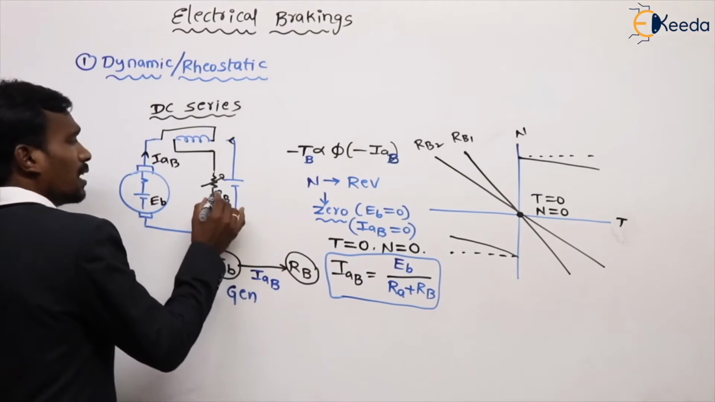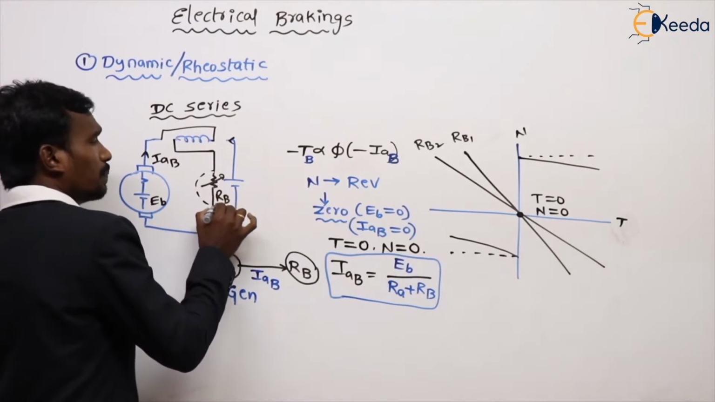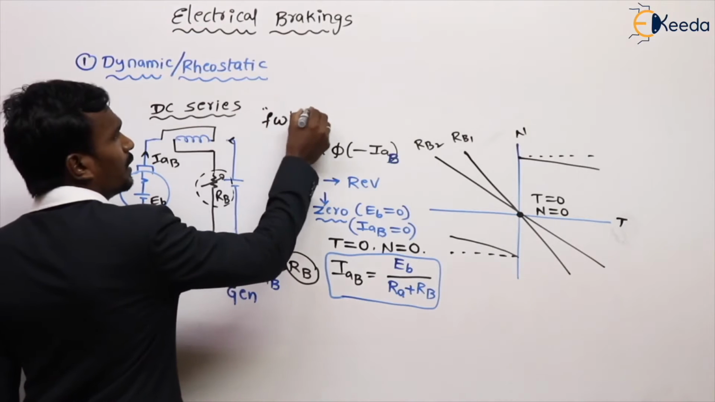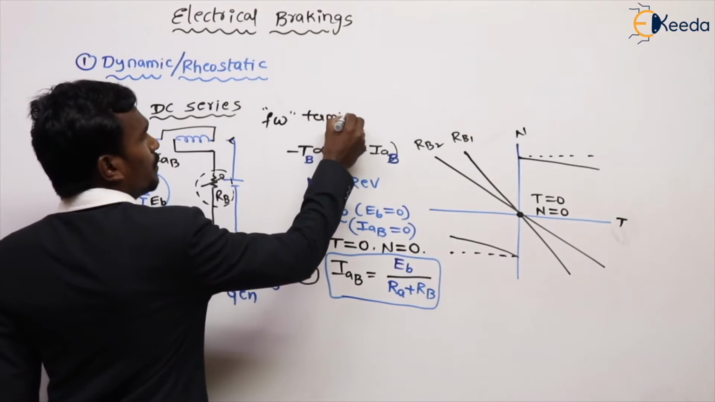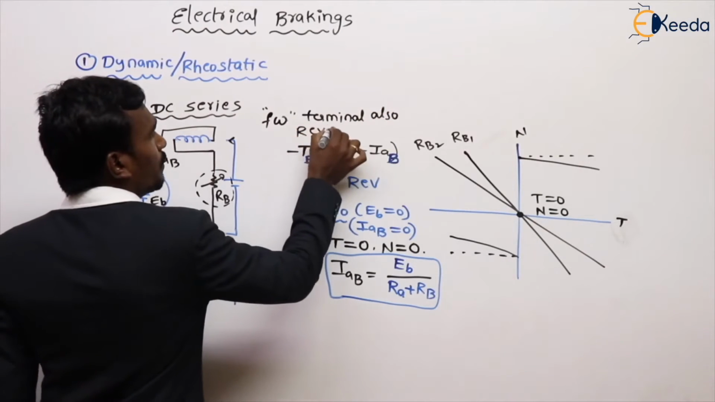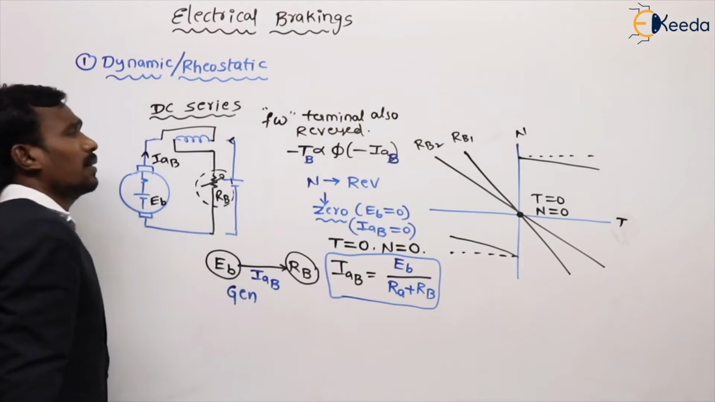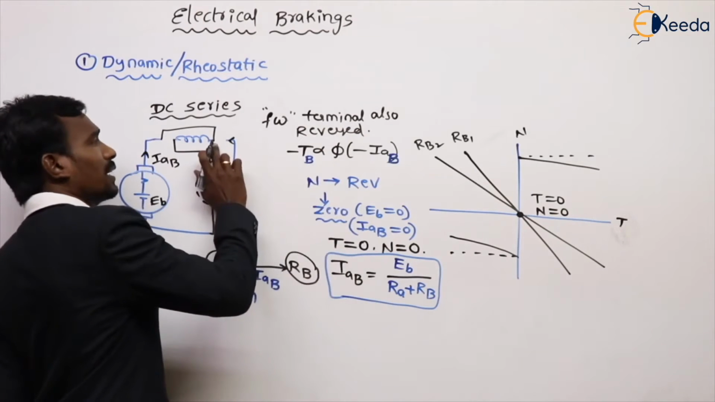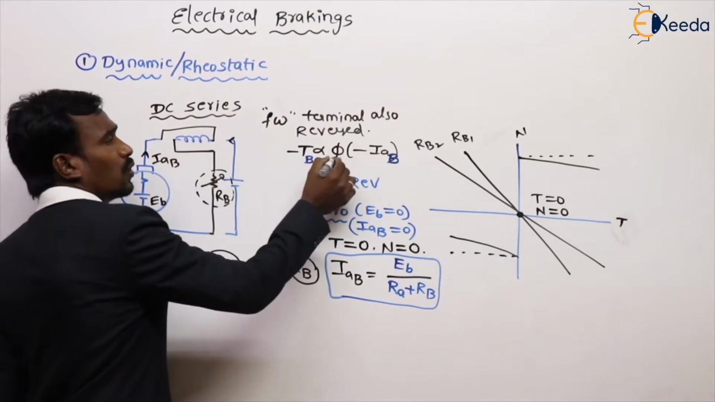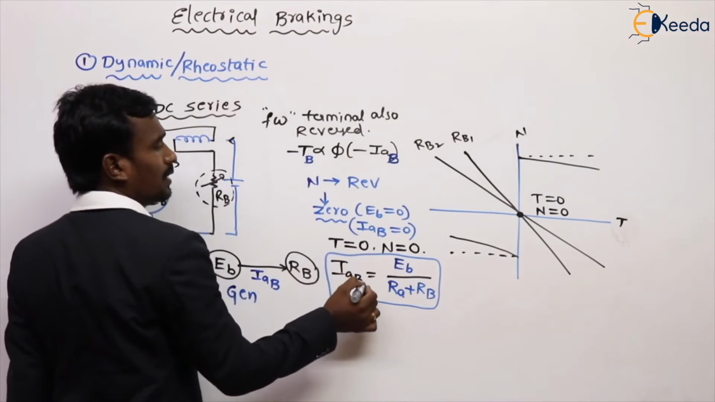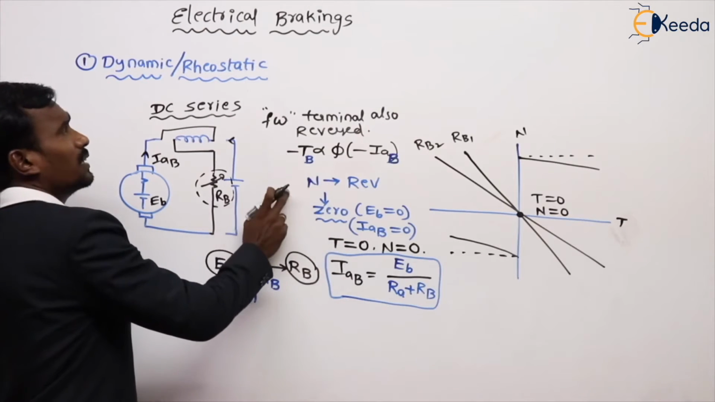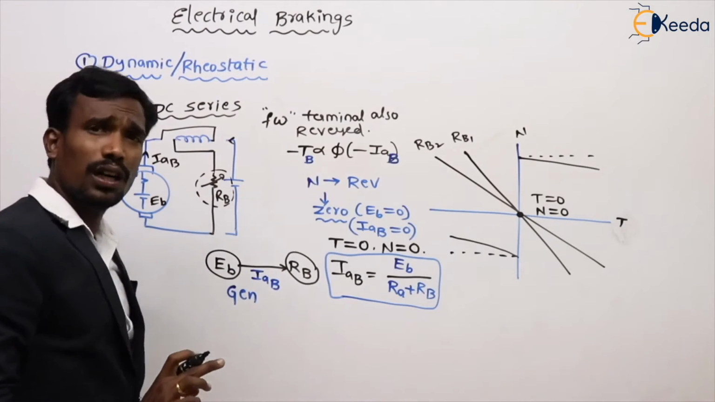In a DC series motor, the armature is disconnected from the supply and connected to the braking resistance, and the field winding terminals are also reversed. Then only the braking will operate, because now the flux is the same. Again the current flows in the same direction in the field winding, so the flux is the same. The speed reverses and then comes to 0. This is generally the dynamic braking in a DC series motor.